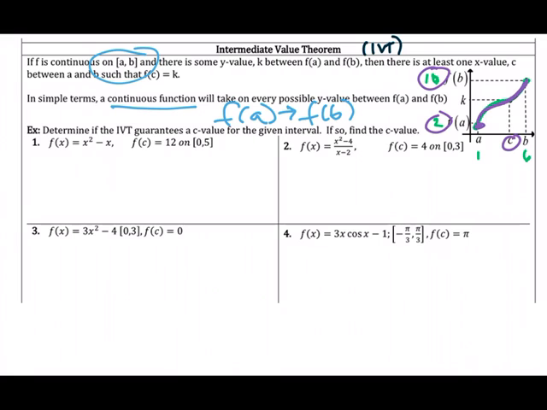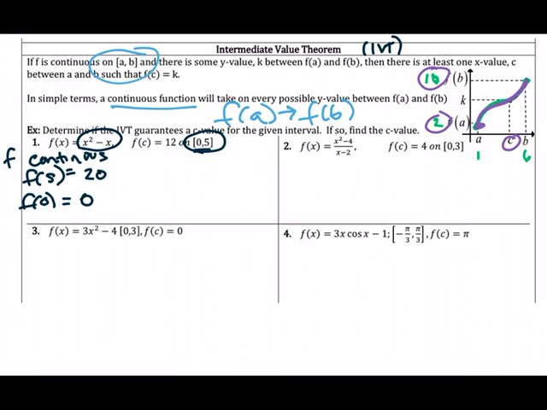So the first thing I notice about number 1 is this is a quadratic, so I'm just going to note that f is continuous. And it's continuous on this interval, but it's really continuous everywhere. The next thing I need to check is what's happening at the endpoints of this interval. If I plug 5 into this function, I'm going to get 25 minus 5, which is 20. If I plug 0 into this function, I'm going to get 0.